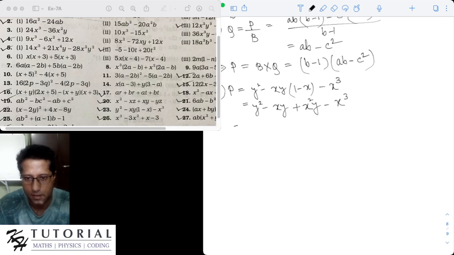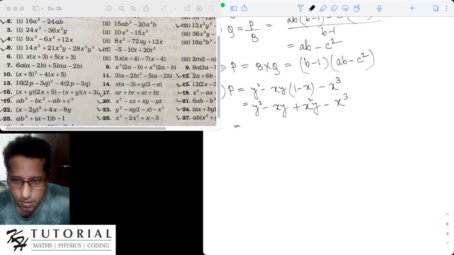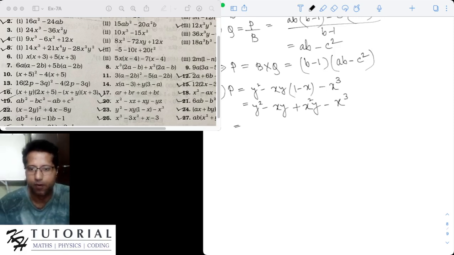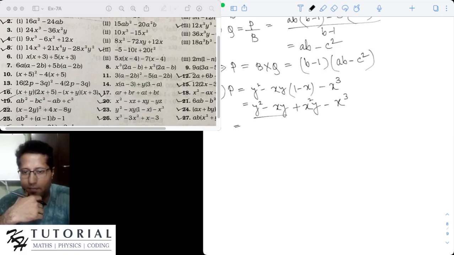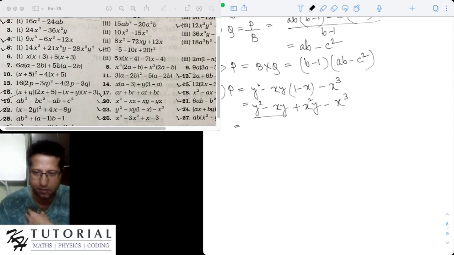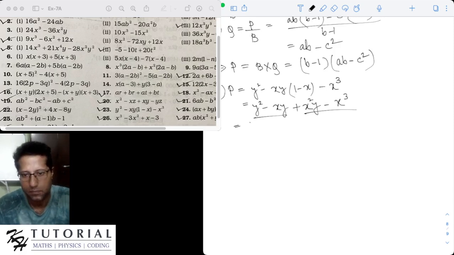Now we have to see if we can group terms so that each group will have a common factor. If I form a group y square minus xy, I will have a common factor of y, and it will be y into y minus x. And from this group I can factor out x square and I will have y minus x. So we will group like this.